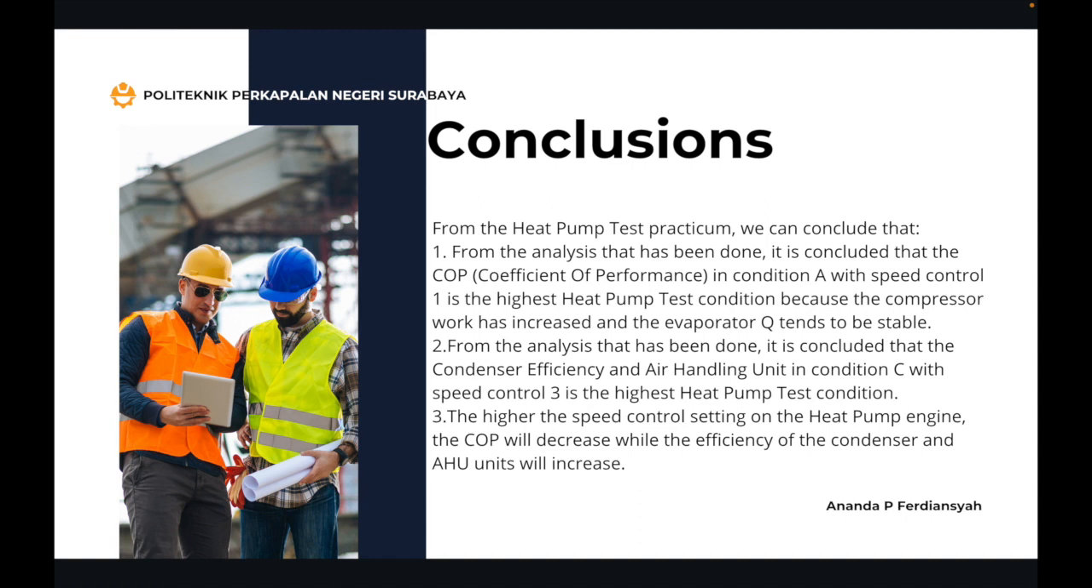Second, from the analysis that has been done, it is concluded that the condenser efficiency and air handling unit efficiency in condition C with speed control 3 is the highest heat pump test condition. Third, the higher the speed control setting on the heat pump engine, the COP will decrease while the efficiency of the condenser and AHU or air handling units will increase.